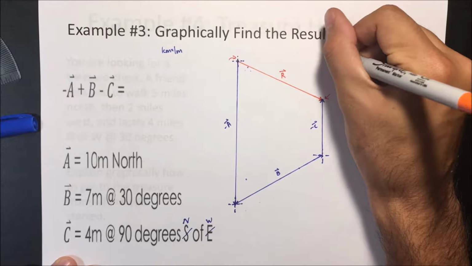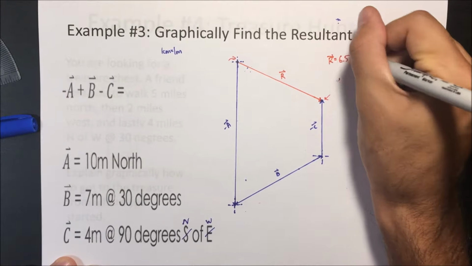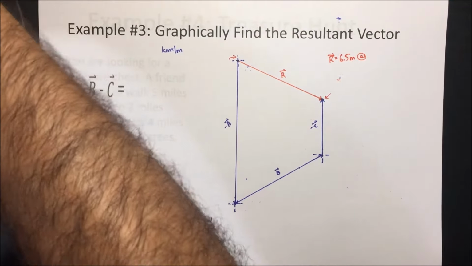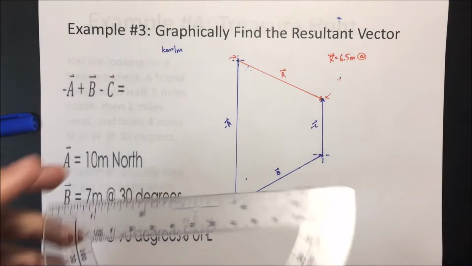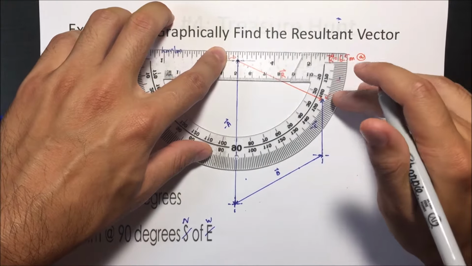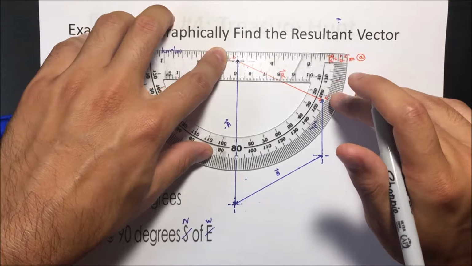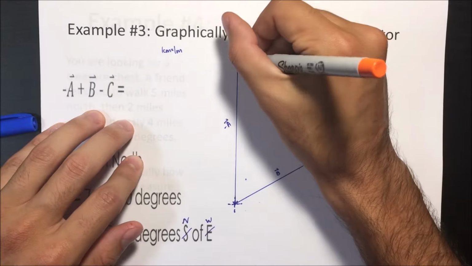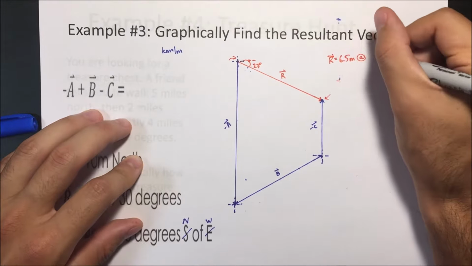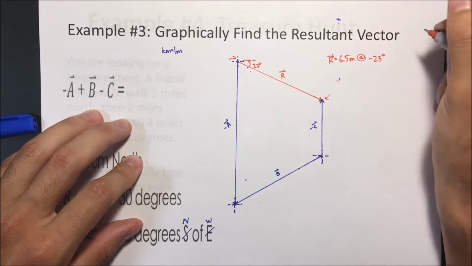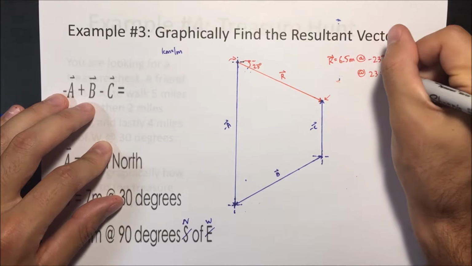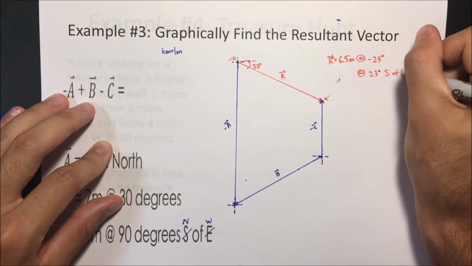So I can say my resultant vector is equal to 6.5 meters at, now we get our protractor, and let's do some angles here. I'm going to go like that, and this looks like it's about 23 degrees. So I can say this angle is 23 degrees. So I'm going to say at negative 23 degrees. Another way we could say is at 23 degrees south of east.